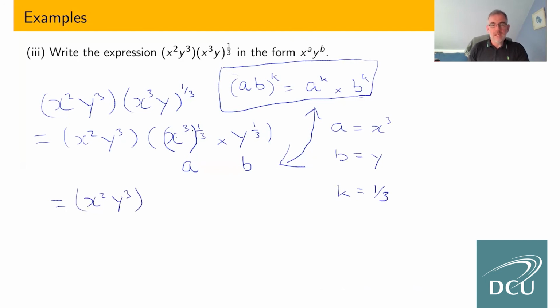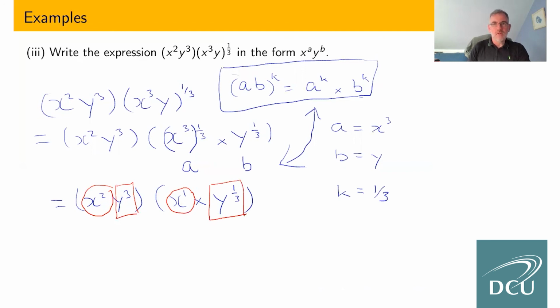Now I have x cubed to the power of 1/3. How do we deal with powers of powers? We multiply them. So I'll multiply 3 by 1/3 to get x to the power of 1. And I'm multiplying by y to the power of 1/3. And now what I do is I deal with the x's and y's separately. So I'll have x squared multiplied by x to the power of 1, and I'll have y cubed multiplied by y to the power of 1/3.